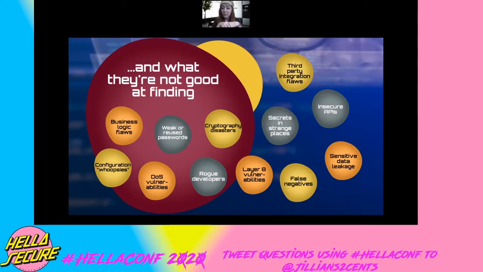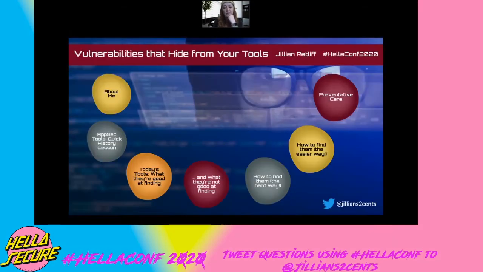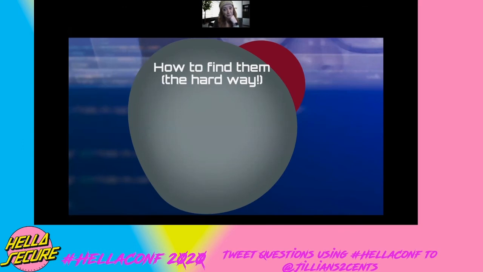All right, so a lot of different vulnerability types to think about, and the point here is that you don't want to rely just on your tools. So back out. All right, so how to find them the hard way.